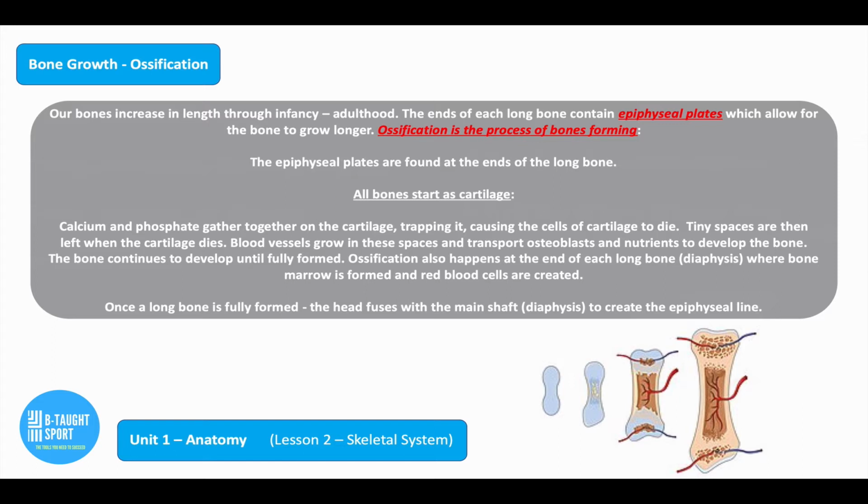And then once a long bone is formed, the head fuses with the main shaft, so again the diaphyses, to create the epiphyseal line. Now what happens is the epiphyseal plate is basically where the bone grows in the long bone. As soon as the bone is fully developed, the bone needs to stop growing and the epiphyseal line will be created, which is basically where the bone used to grow.